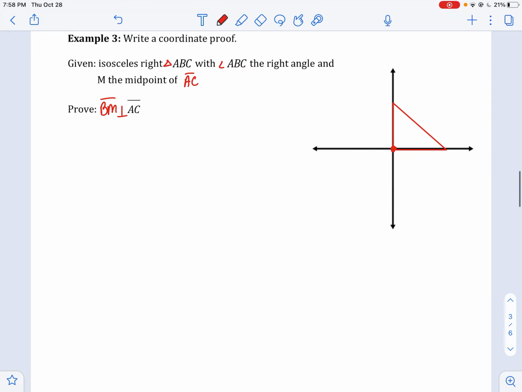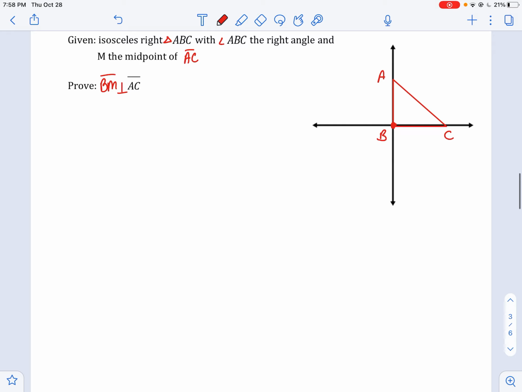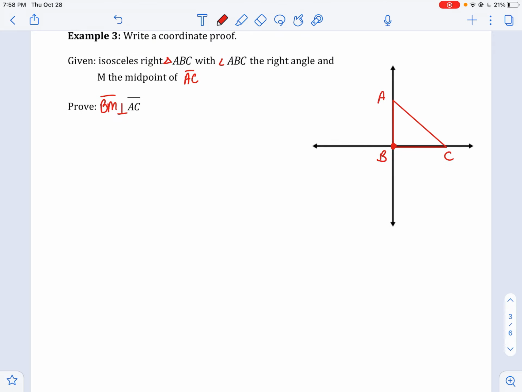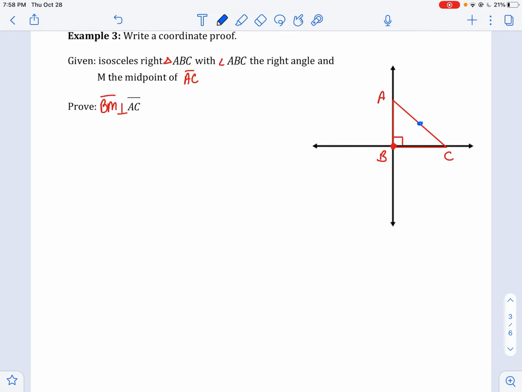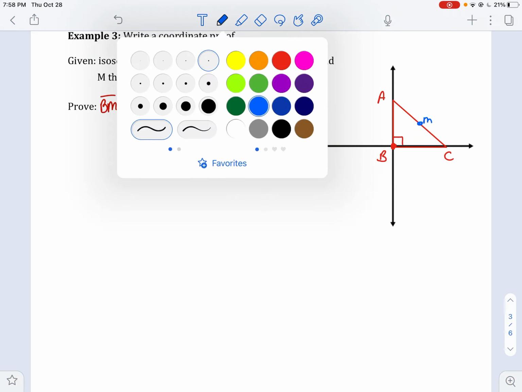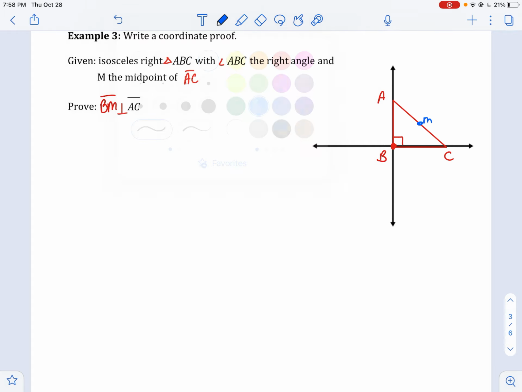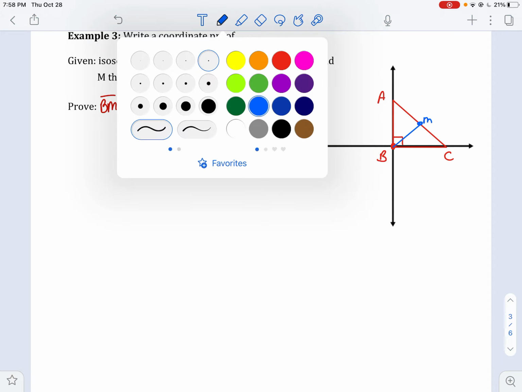I'm going to do my A, B, C. We said B was the right angle, so angle ABC is your right angle. M is the midpoint of AC. Doesn't have to be perfect. There's M. And BM. I want to prove that BM and AC are perpendicular.